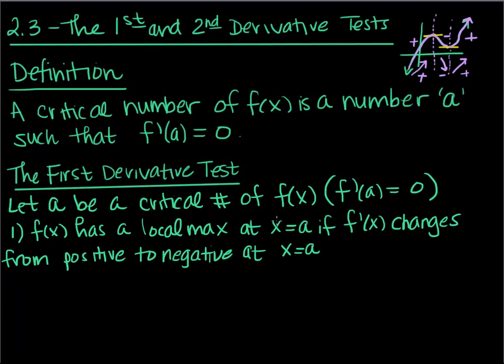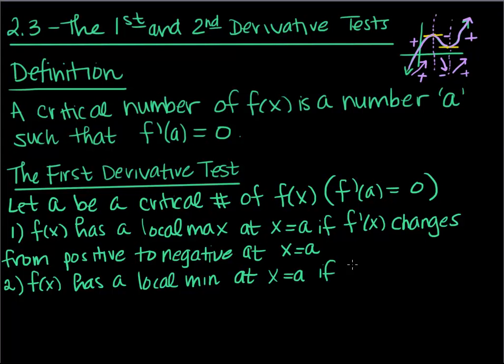If I can find my critical numbers, if I can show that my derivative changes from positive to negative at a, I know I have a maximum. 2, likewise, f of x has a minimum.